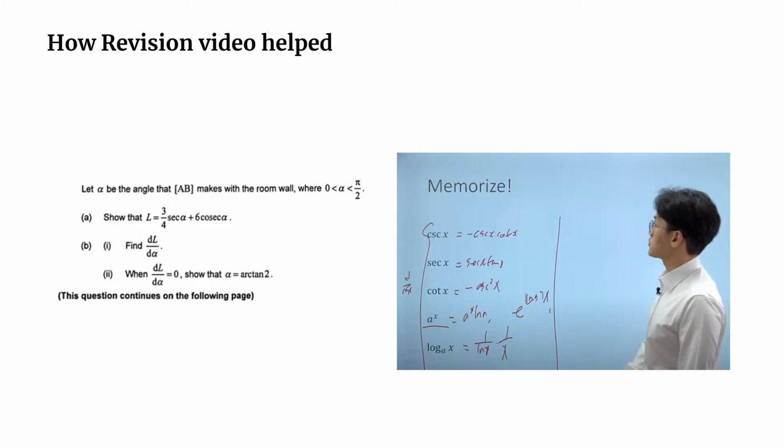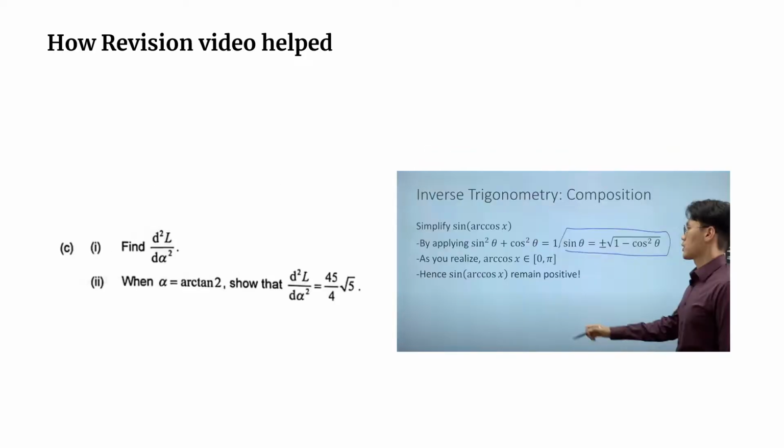And if you look at the second part of question B, you see that we had to verify that arctangent 2 becomes a stationary point. So you have to put that into the first or second derivative. This optimization problem was done by the second derivative test to verify whether it's a maximum or minimum.